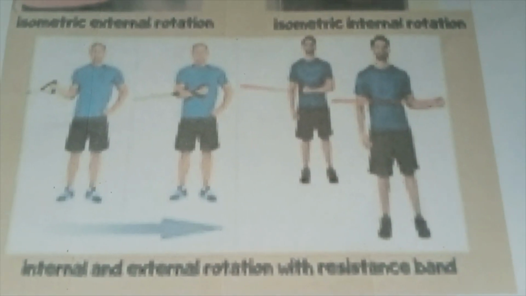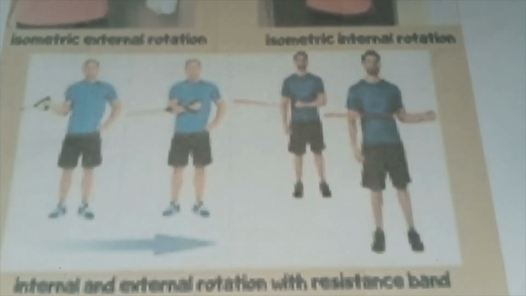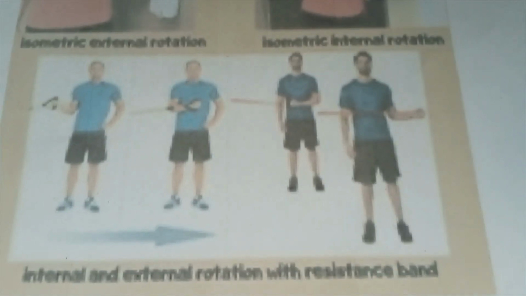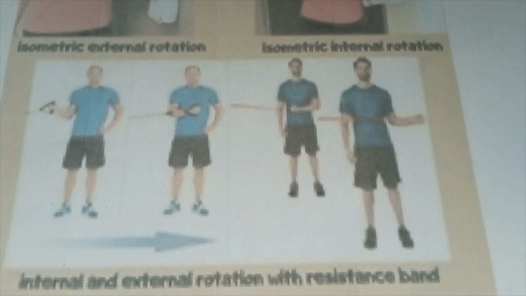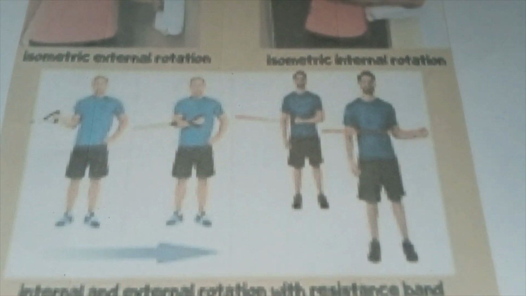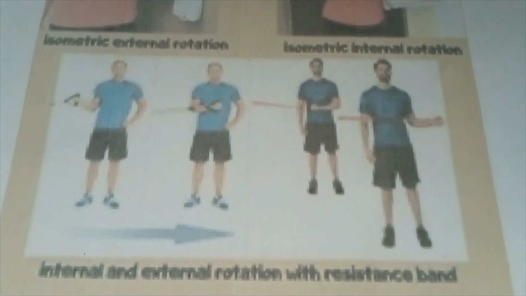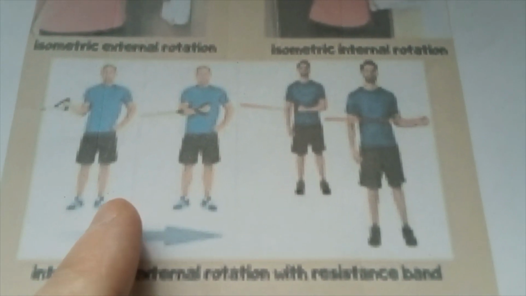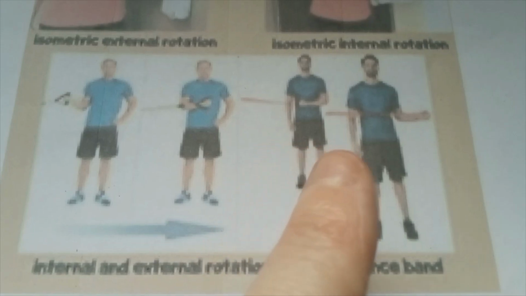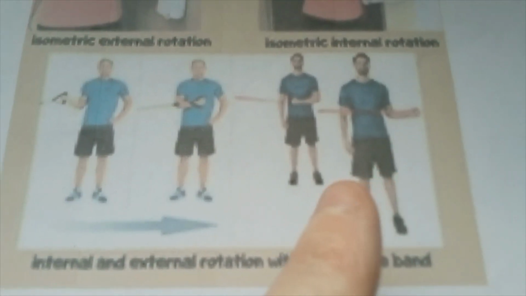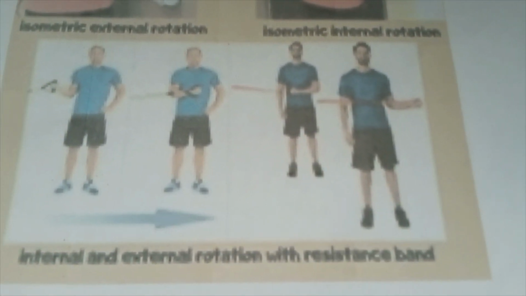Now, once you can do the isometric exercises comfortably, you can try doing the internal and external rotation, abduction and adduction, and flexion exercises using a resistance band. Again, so pulling in towards the body and then pulling away from.